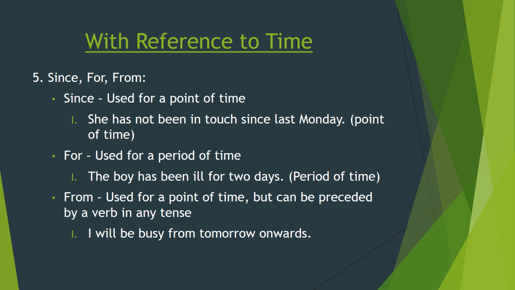Whereas the preposition from is used for a point of time but can be preceded by a verb in any tense. So the difference is that since and for, when we are using these two prepositions, we use them with the perfect tense. Whereas the preposition from can be used with any of the tenses, any of the verbs. Example, you can see since and for: has been, has not been. So perfect tense is used over here. In the from example, we have used the future tense. Any tense can be used with the verb.